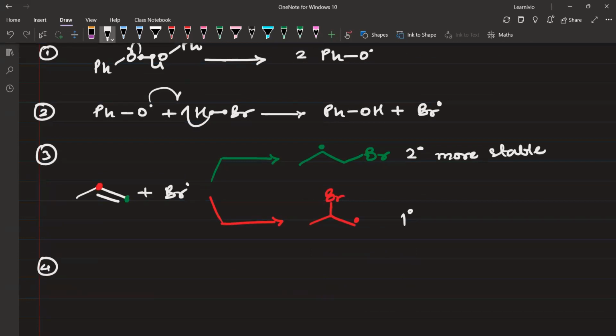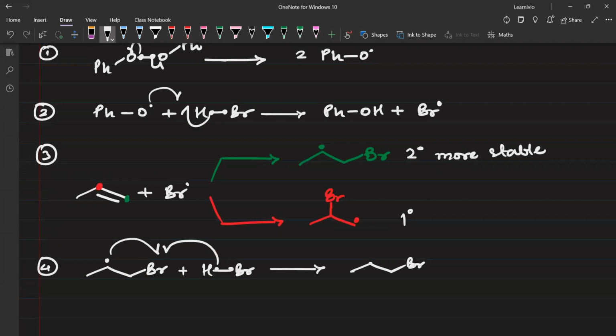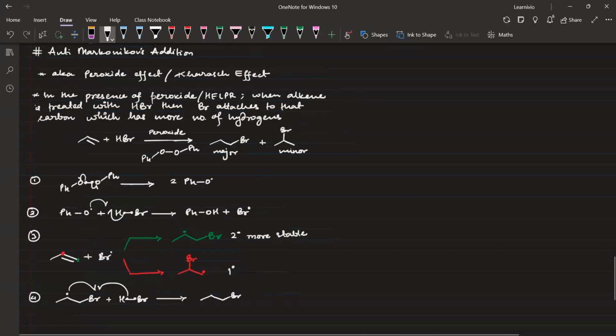In the next step, you will have the Br free radical here, plus one more HBr. Hydrogen from this HBr is going to react with the carbon free radical, and you will get the product plus a Br free radical. Br free radical will then be used in the third step again. Please write this down. The important thing you have to understand is how to write the product. ठीक है, जिसको हम लोग अभी देखेंगे.